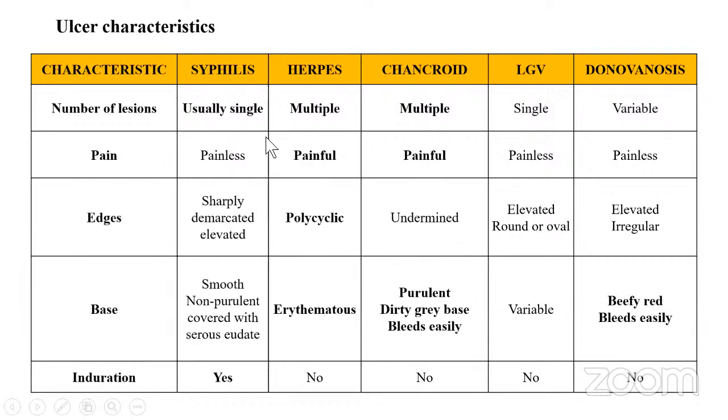Regarding induration, the ulcer of syphilis is indurated. That is why it's called hard chancre, whereas chancroid is not indurated, and it's called soft chancre. Okay, these are the typical points, and these are some clues you can look for in the questions during your exams.